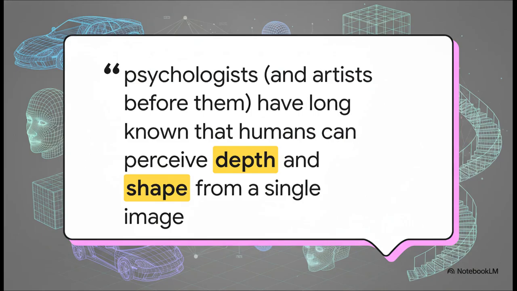For us humans, this is a piece of cake, right? We do it automatically. Our brains are just wired to use all these little hints that psychologists call pictorial cues. Stuff like shadows, perspective, textures. We see a car from one side, and we just know it has a front, a back, and four wheels. But teaching a machine that kind of intuition, well, that's a whole different ballgame.